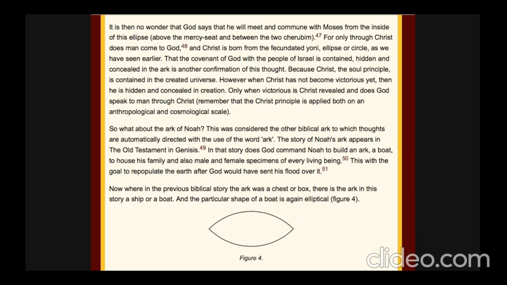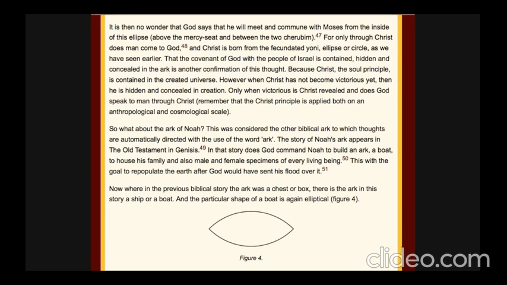So, what about the Ark of Noah? This is considered the other biblical ark to which thoughts are automatically directed with the use of the word ark. The story of Noah's Ark appears in the Old Testament in Genesis. In that story, God commands Noah to build an ark, a boat, to house his family, and also male and female specimens of every living being. This with the goal to repopulate the earth after God would have sent His flood over it.